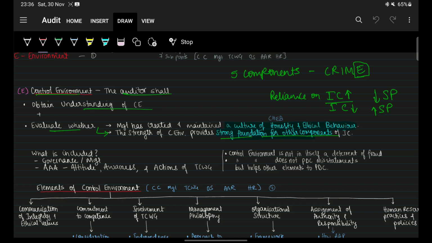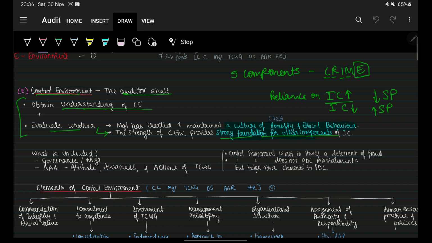Suppose the person who is supposed to be monitoring the controls is complicit in this unethical behavior, then there's no point, right? So a strong control environment also has to provide a strong foundation for other components of internal control. What are the other components of internal control? The control activities, risk assessment procedures, information system, and monitoring. So we're just here right now.